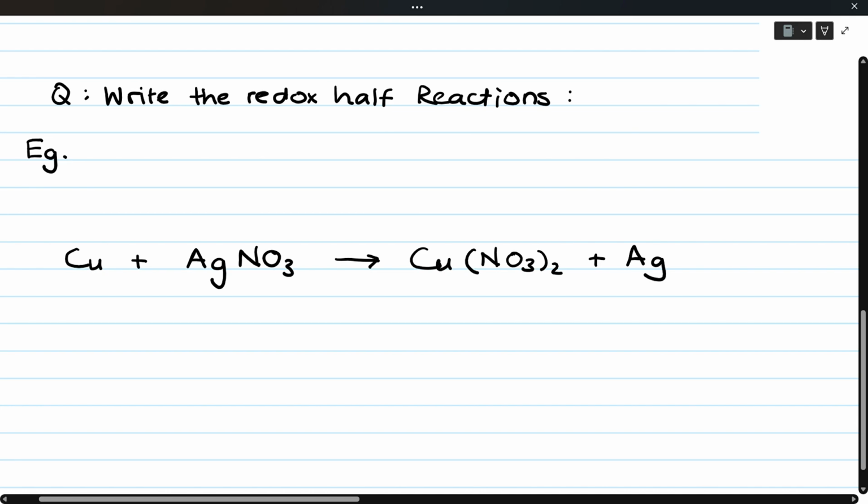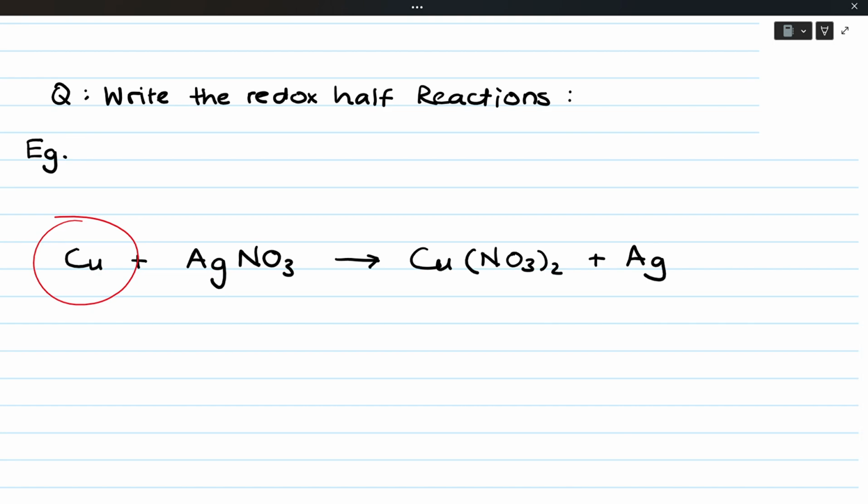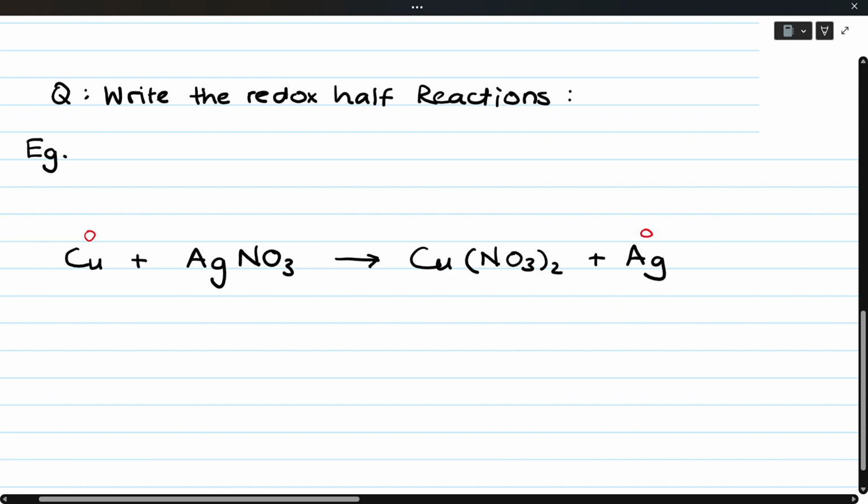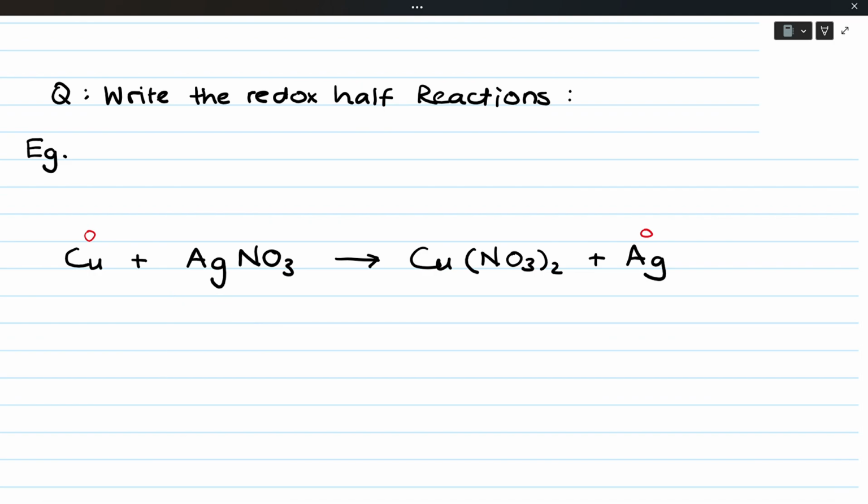Let's have a look at copper. Copper is an element on its own. It's a pure substance, therefore it should have an oxidation number of 0. Can we see another pure substance? Silver, right? On the extreme right. This is a pure substance, so the oxidation number should be 0. And then if we now look at silver nitrate, okay, let's have a look at this compound here. I'm going to write it down at the bottom again so that we can go through it.